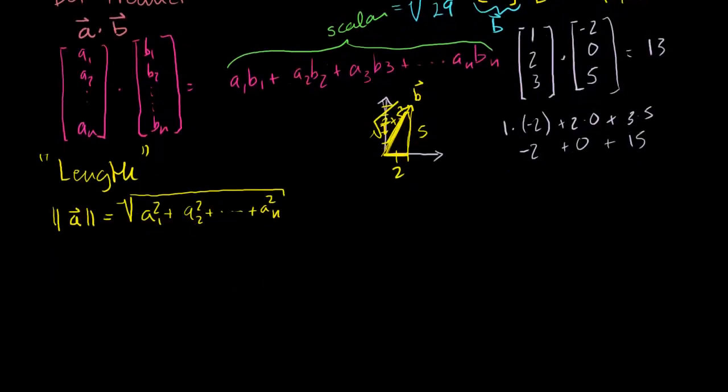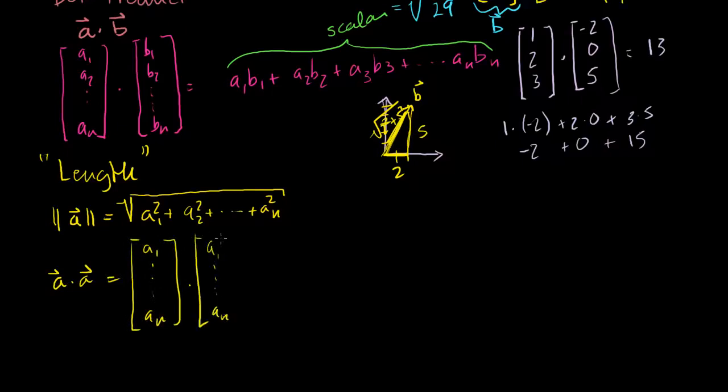Now, can we somehow relate length with the dot product? Well, what happens if I dot A with itself? What is A dot A? That's equal to, I'll just write it out again, A1 all the way down to AN, dotted with A1 all the way down to AN. Well, that's equal to A1 times A1, which is A1 squared, plus A2 times A2, A2 squared, plus all the way down to AN times AN, which is AN squared. Well, what's this? This is the same thing as the thing you see under the radical. These two things are equivalent.